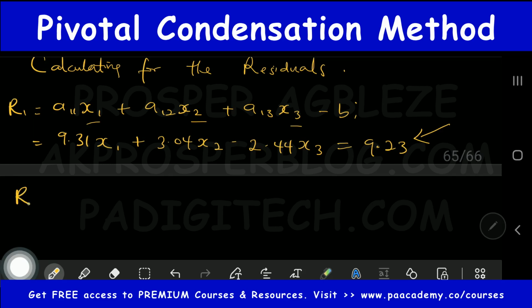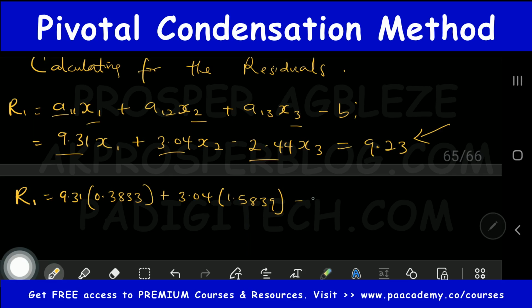So for us to calculate our r1, okay, that means our A11 is this 9.31. Okay, so we are going to be having 9.31 multiplied by our x1 value. We got that to be 0.3833. Then plus our A12, which is this 3.04. So that will be 3.04 multiplied by our x2. We got our x2 to be 1.5839. Okay, then minus this 2.44, which is our A13.